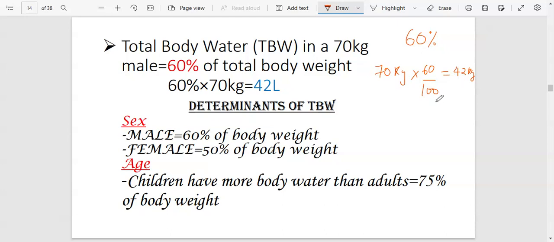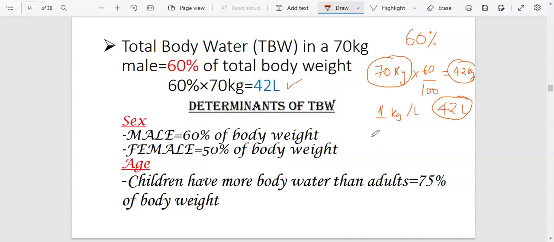Now, you know that the density of water is 1 kg per liter. So if it is 1 kg per liter, it means that if you have got 42 kg, the volume is also 42 liters. So that is why for a 70 kg adult male, you have got 42 liters of water in the body. Okay, so this is the total body water.